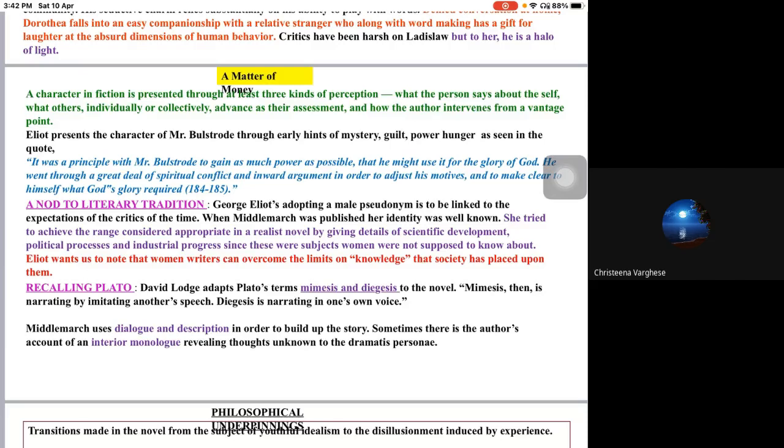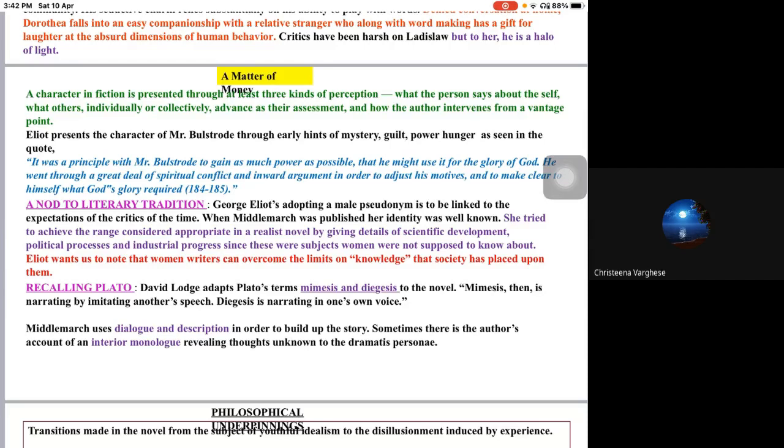Recalling Plato, David Lodge adapts Plato's terms, mimesis and diegesis, to the novel. So two terms, mimesis and diegesis. Mimesis is narrating by imitating another's speech. And diegesis is narrating in one's own voice. So Middlemarch uses dialogue and description in order to build up the story. So through dialogues, we are shown what is happening. Nobody's telling us. Sometimes there is the author's account of an interior monologue, revealing thoughts unknown to the dramatist personally.